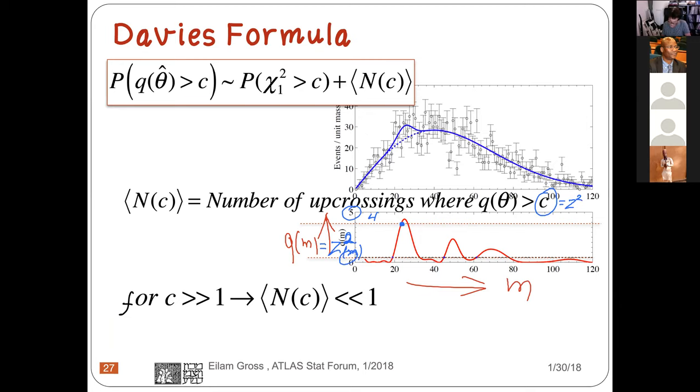If I look at the level zero, the number of times the test statistic crosses zero is 1, 2, 3, and that's it. So this is the number of upcrossings at the level C. Now, what is the meaning of this average expectation? It means that I toss with Monte Carlo many LHC experiments. In each one, I measure the number of upcrossings at the level C, and then I take the average. Obviously, in the absence of a signal, the probability to have a 5 sigma or 4 sigma fluctuation is very, very small. So as I increase C, it's very rare to get a fluctuation that will give you an upcrossing, so there will be less and less upcrossings.